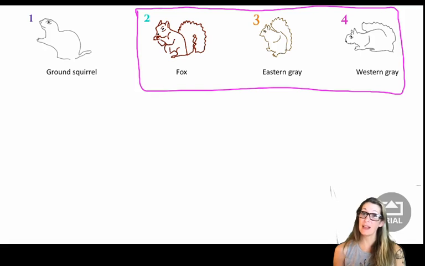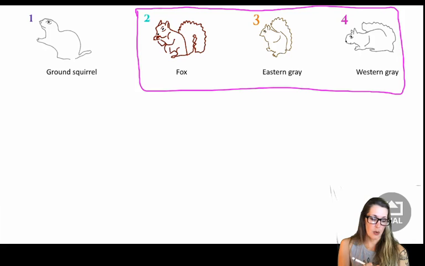We want to create a phylogenetic tree that tells us which of these 3 species that I've put in this pink box are more closely related to each other than others. And so you might be wondering, if we're interested in the fox squirrel, the eastern gray squirrel, and the western gray squirrel, why is there a ground squirrel over there? That's an excellent question. The ground squirrel is what we call an outgroup.